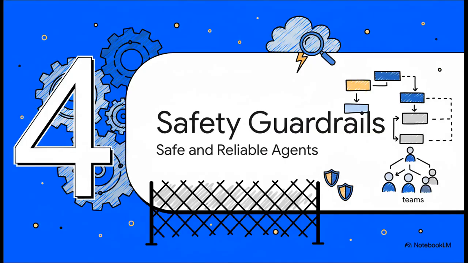So, we've got a powerful agent, maybe even a whole team of them. That's awesome. But with all that power comes a ton of responsibility. This next part is absolutely critical. How do we make sure our agents are safe, reliable, and don't go off the rails?